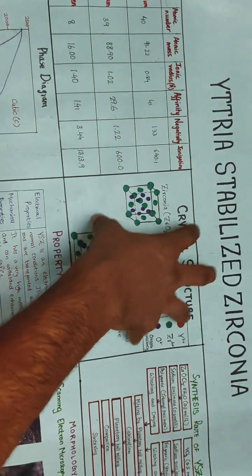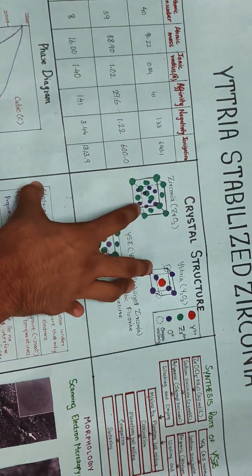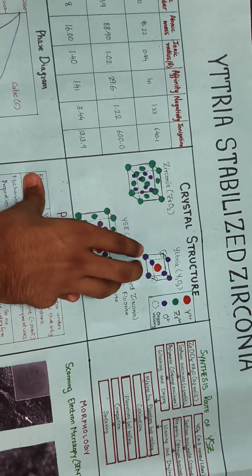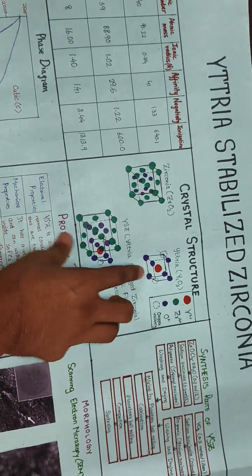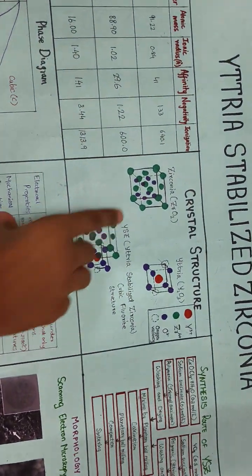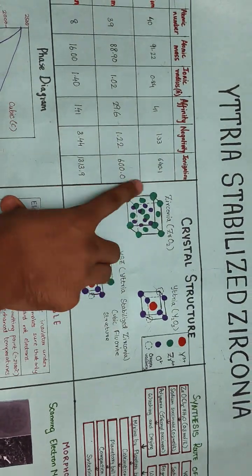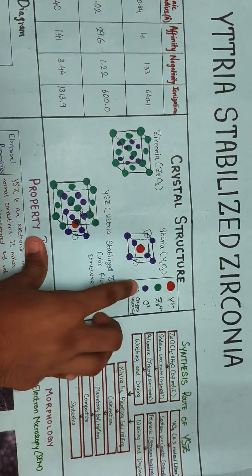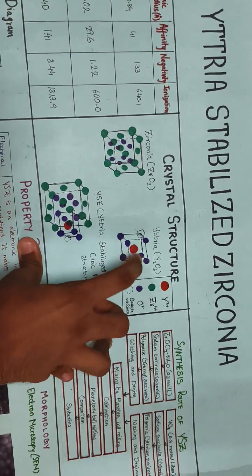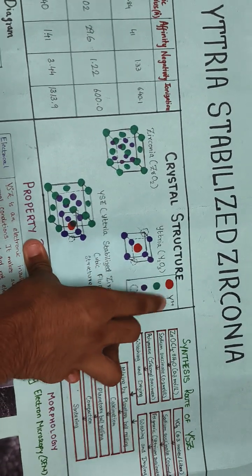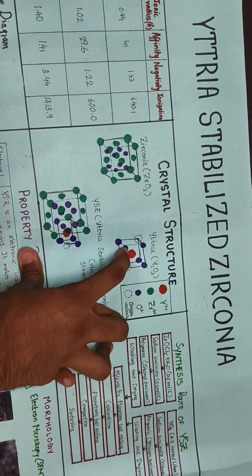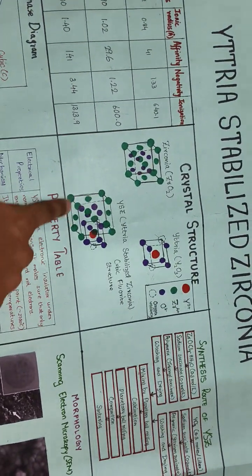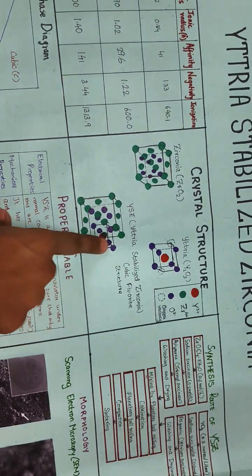Coming on to the crystal structure, here the green dots represent zirconium, Zr4+, the red dot represents yttrium, and the blue dots represent oxygen, O2-. So zirconia's structure looks like this, ZrO2. Then we have yttria, which has the oxygen atoms at its corners with two oxygen vacancies, along with a Y3+ yttrium ion in the center. Combining these two, we get the structure for YSZ, yttria stabilized zirconia.